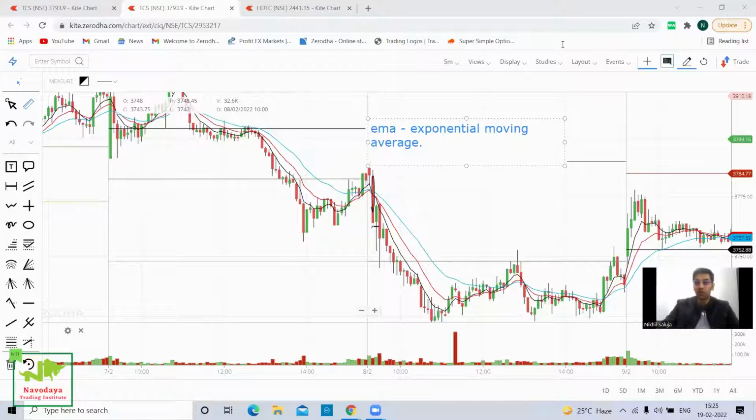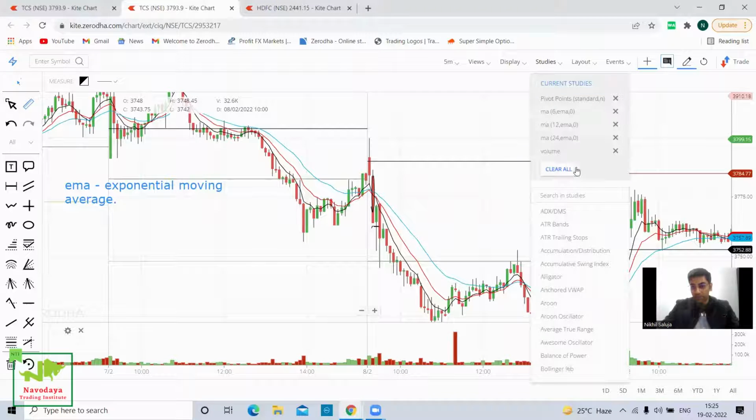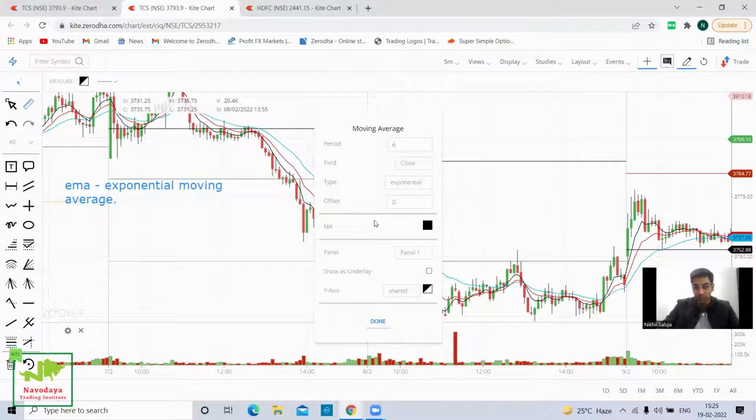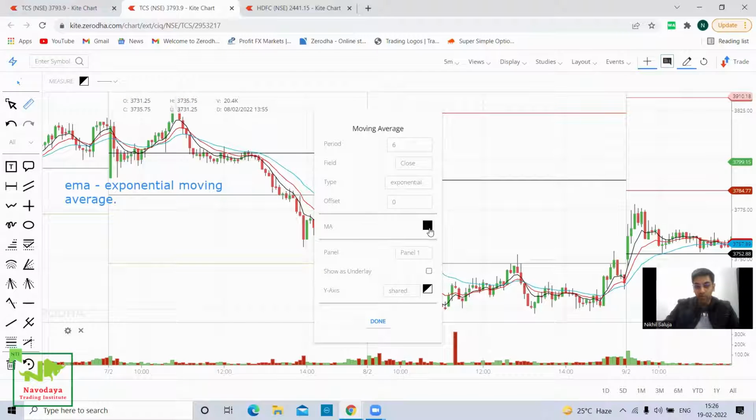First, we will go in studies. We will type over here moving average like this. Okay. This is something which will come over here. We will choose this period as 6, type as simple exponential, okay, and choose the color as black. Right now I have chosen black for my 6 EMA.